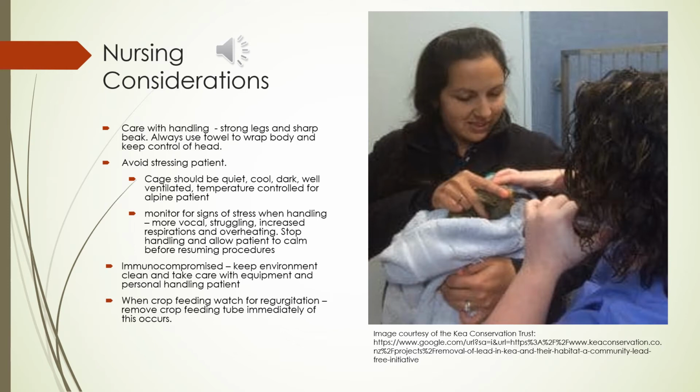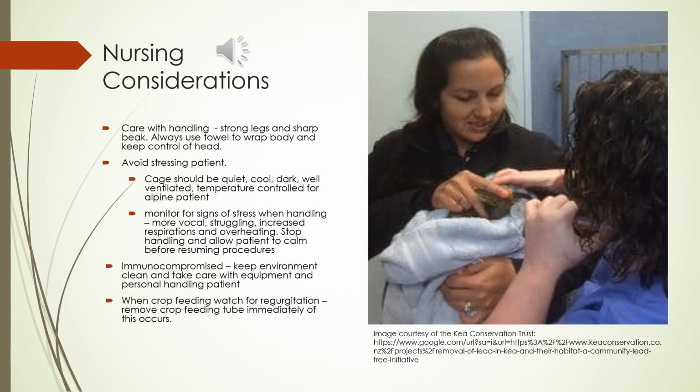Monitoring for signs of stress as well, especially when handling. A kea is likely to become quite vocal, struggle, and may even have increased respirations and overheat if they're stressed. If you notice signs of this, all handling needs to stop, so place the bird back in its cage, let it calm down and recover, keep monitoring and make sure those signs of stress dissipate. It may cause collapse if it becomes too severe, so this should always be kept in mind when handling. Procedures can always be continued later when the bird is in a better frame.